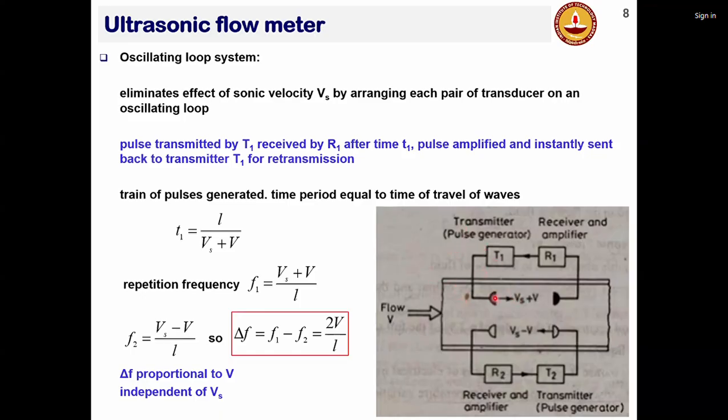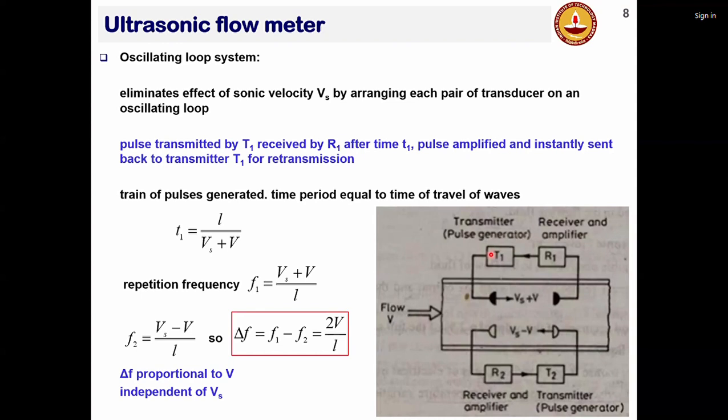So you can see that you have a transmitter, you have a receiver, and in this case, the flow direction is left to right. So you have Vs plus V, where Vs is the velocity of sound wave, transmitted from here and received here. And once this transmitted signal is received, it is amplified, and this amplified signal is again fed back to this transmitter.